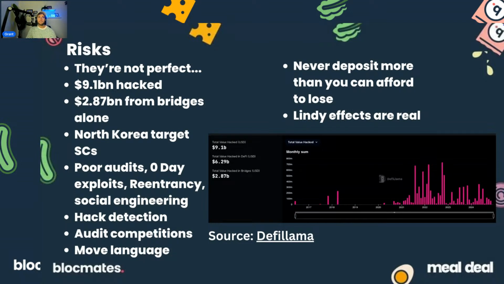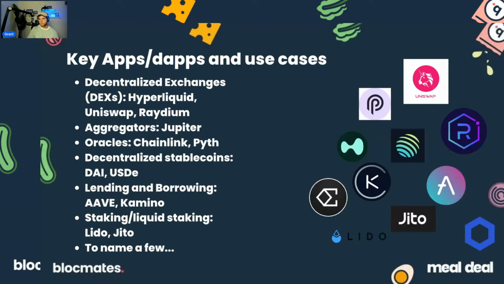So, as I say, standard operating procedure for me: never deposit more than you can afford to lose in any of these protocols or any of these smart contracts, and have a look at the track record. Track record's a really, really good indicator of, I suppose, this idea of Lindy-ness. If it can stick around for a long period of time and not get hacked, then it's usually onto a winner.